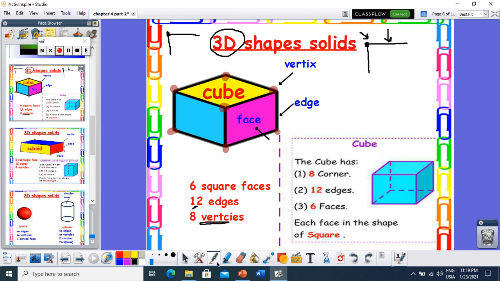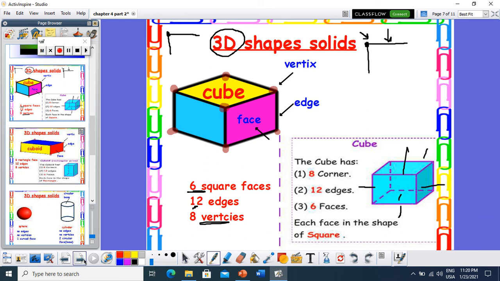Now let's count how many faces we have. Faces mean the surface or the face of the shape. So how can I count the faces of each shape? Up and down, 1 and 2. Right and left, 3, 4. And two opposite faces, 5, 6. So I have 6 faces. The shape of each face is a square.